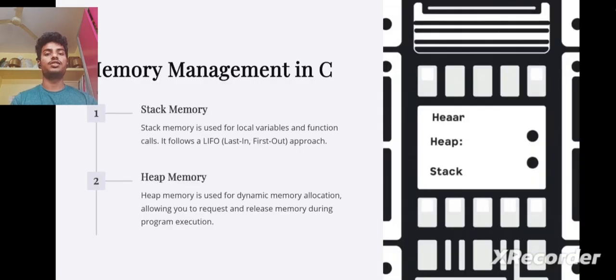Memory management in C. Stack memory. Stack memory is used for local variables and function calls. It follows a LIFO, last in first out approach. Heap memory. Heap memory is used for dynamic memory allocation, allowing you to request and release memory during program execution.